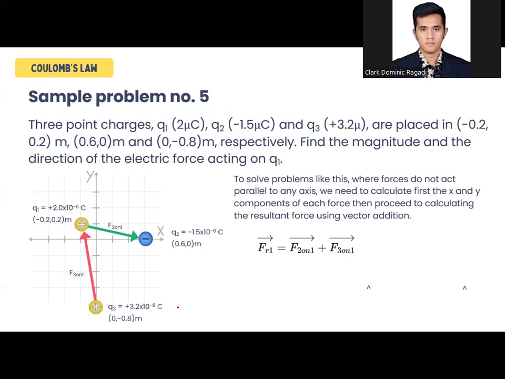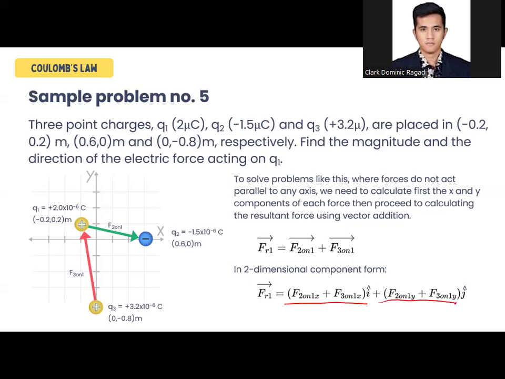Okay, so mathematically, that's our form. In two-dimensional component form, it's written like this. What's happening here is that we added the x components of F2 on 1 and F3 on 1 to get the total x component of our resultant force. The same thing with our y components.